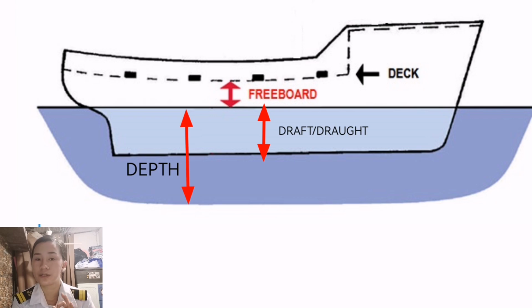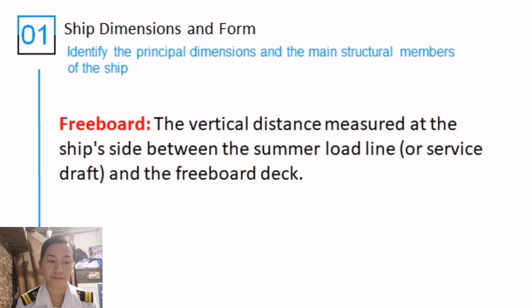So let's review. Freeboard is measured from the water level to the upper deck. The draft is measured from the water level to the keel, and the depth is measured from the water level to the seabed or sea bottom. Okay? So that is the difference between freeboard, depth, and draft.